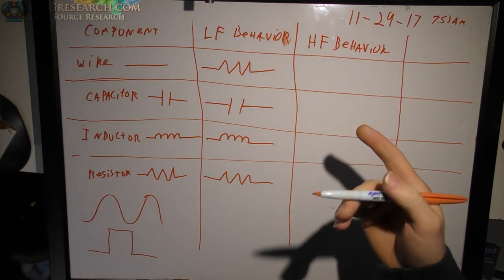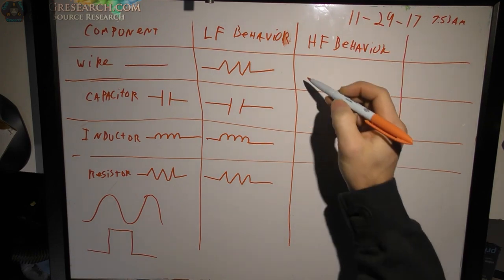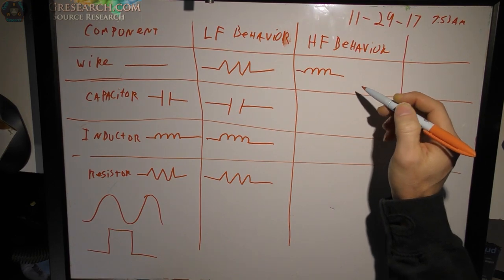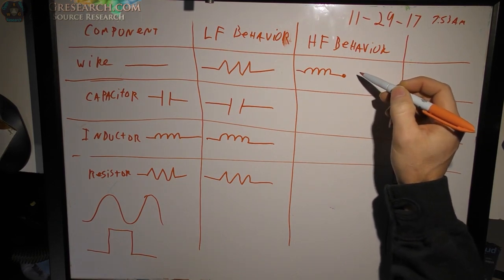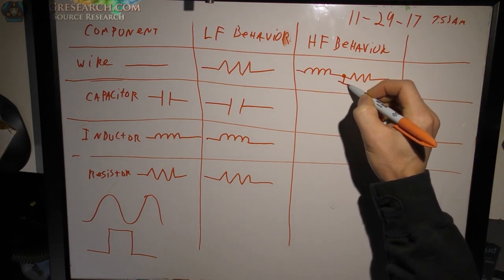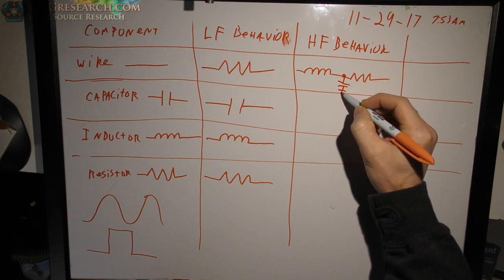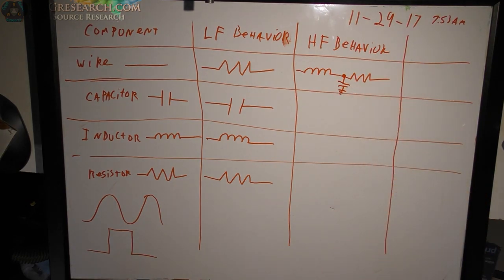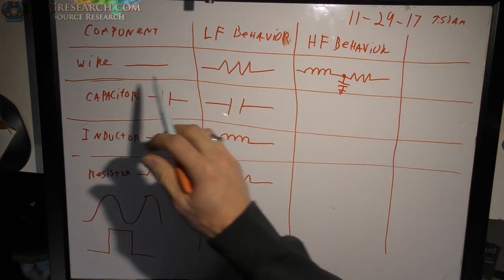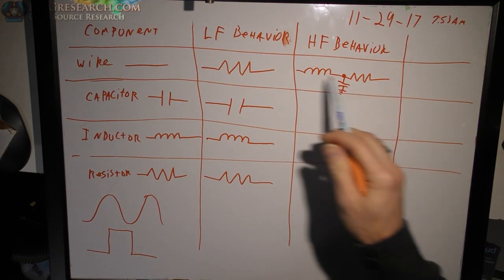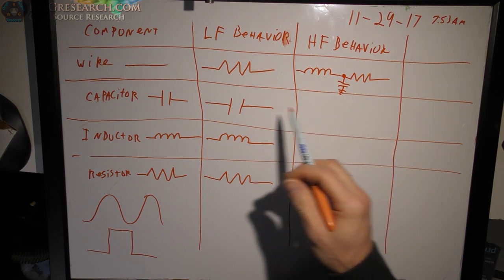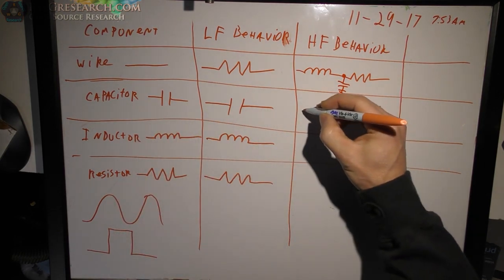So what does a resistor look like at high frequency? Well, it looks like an inductor tied to a resistance, coupled basically to ground through a cap. That's actually what you've got to consider a wire acting like at high frequency. Any length of wire is going to act exactly like this, and you need to be very critical of that. What does a capacitor look like at high frequency?